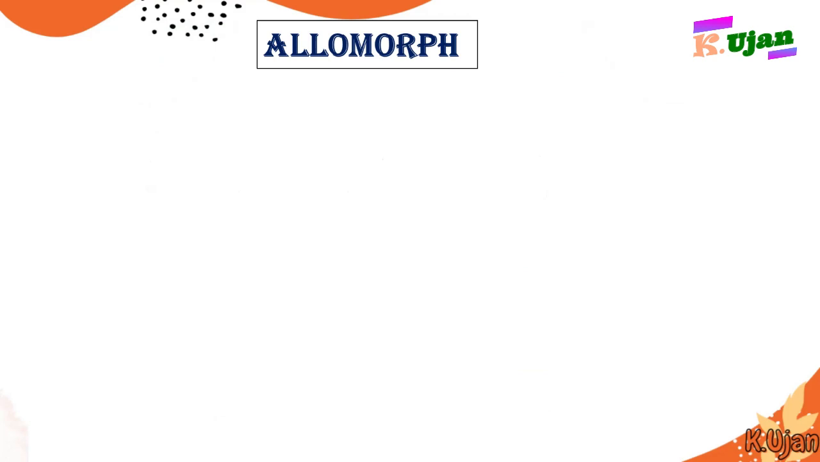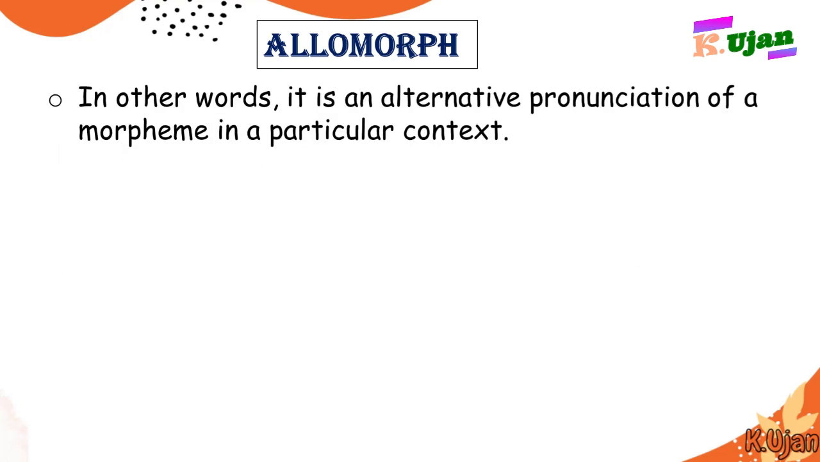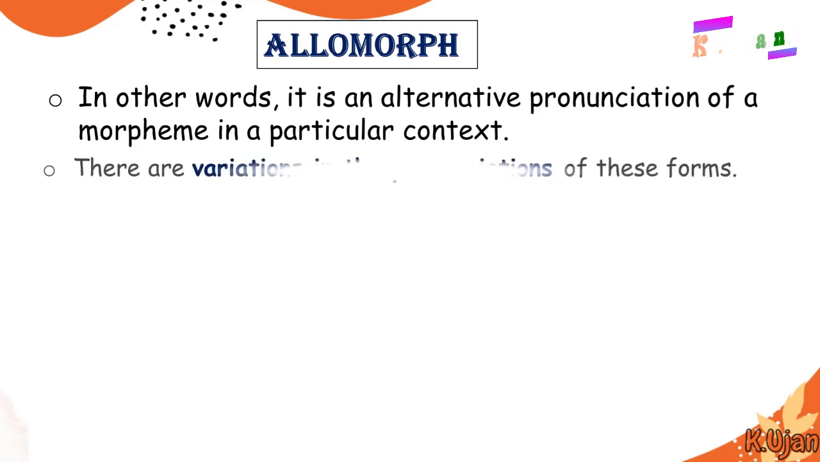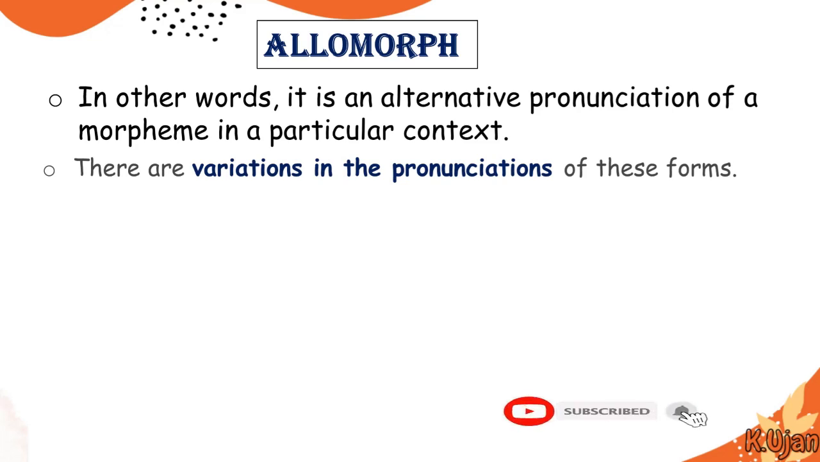Here is another term which we are going to refer to in morphology, and that is allomorph, or in the plural, allomorphs. So what are allomorphs? In other words, an allomorph is an alternative pronunciation of a morpheme in a particular context. So morphemes may have different pronunciations. Or we could explain it this way: the variations in the pronunciations of morphemes are known as allomorphs.